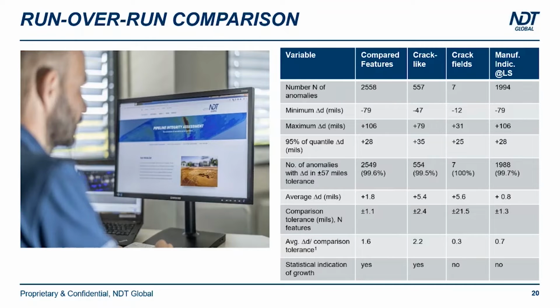And in this case, we can see that after the hydro test, crack-likes are showing a statistical growth, not significant, but there is proof that there's statistical growth, and manufacturing indications are not showing statistical growth. So with this, it's also proven that we have time-dependent features that are showing significant growth, and we have non-time dependent features or stable features that are pretty much remaining the same.